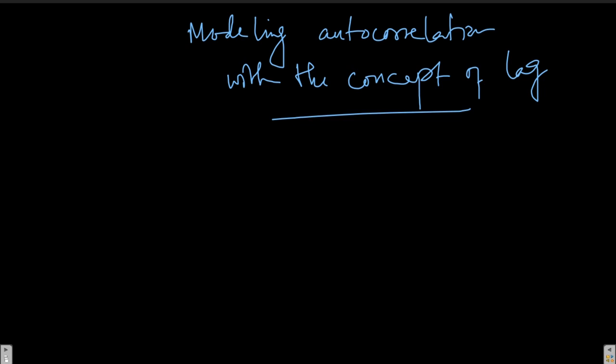Basically, when we talk about autocorrelation, what we mean really is that the error term of the t-th period is related to the error term in the (t minus 1)-th period. Now, to what extent does this relation extend? Is it extending to only one period? Can I write, let's say, yt is equal to beta 1 plus beta 2 xt plus ut.